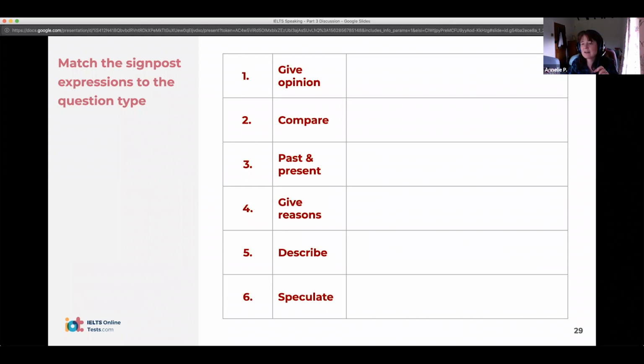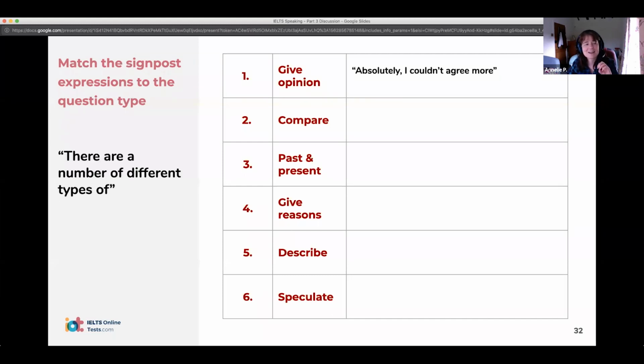So let's look at a few of these different types of expressions. We've got here the six question types that we just looked at. I'm going to put up some expressions and I want you to tell me where they belong. You can just put the number. If we look at the first one, I couldn't agree more. Very good. Exactly. And what about the second one? What are we doing in the second one?